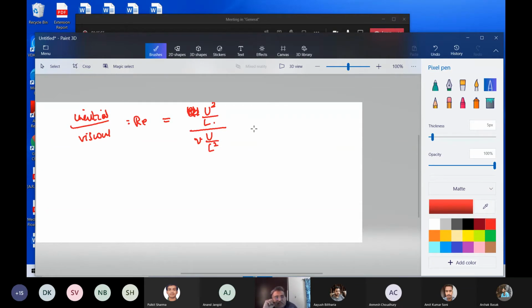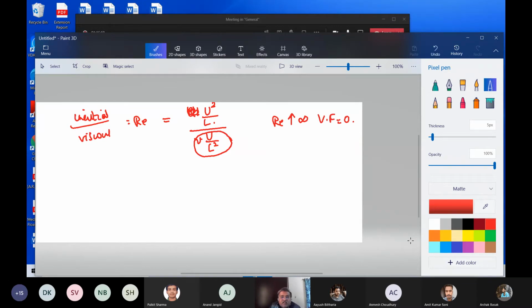Now you can see one interesting thing here. Let us suppose that the Reynolds number keeps on increasing. When the Reynolds number keeps on increasing, you will see that the viscous term keeps on decreasing, and in the limit, as the Reynolds number tends to infinity, the viscous force becomes zero. It seems to become zero.